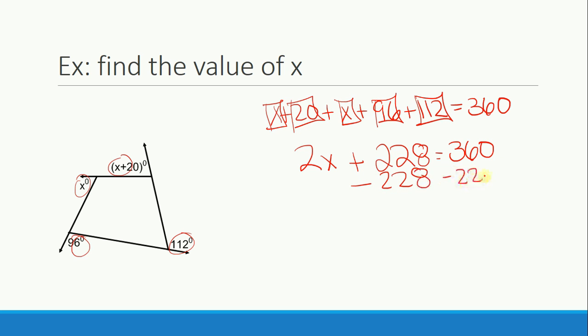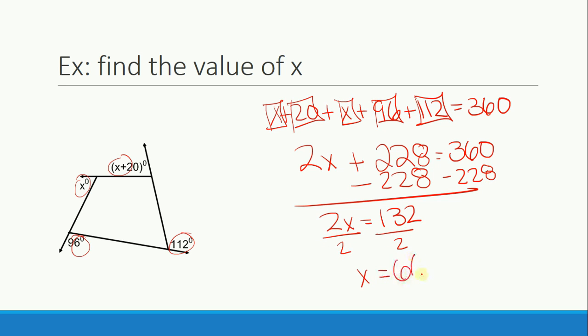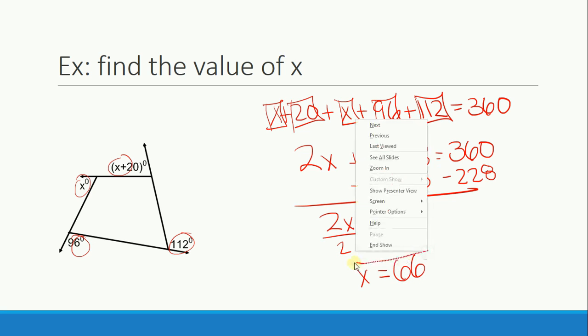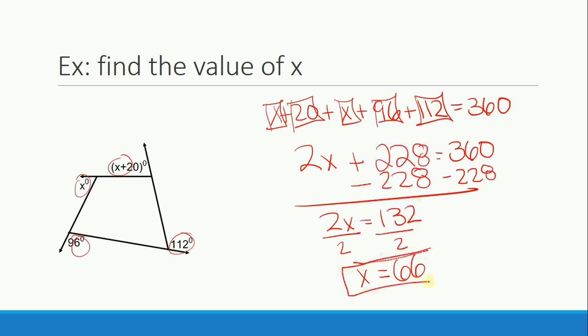Looks like I need to subtract 228. So I get 2x equals 132. Divided by 2, that is 66 x. Whoops. x equals 66.